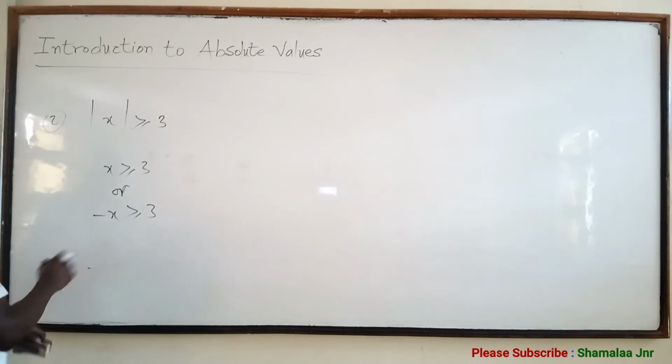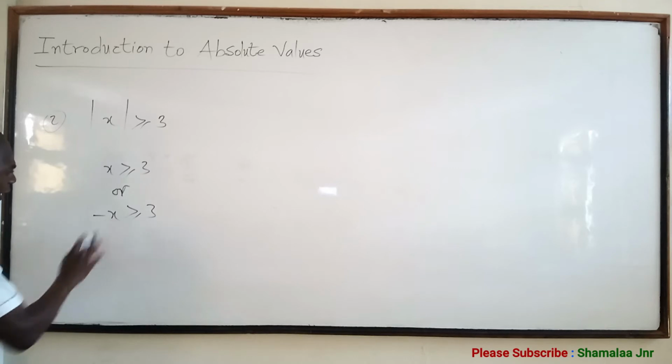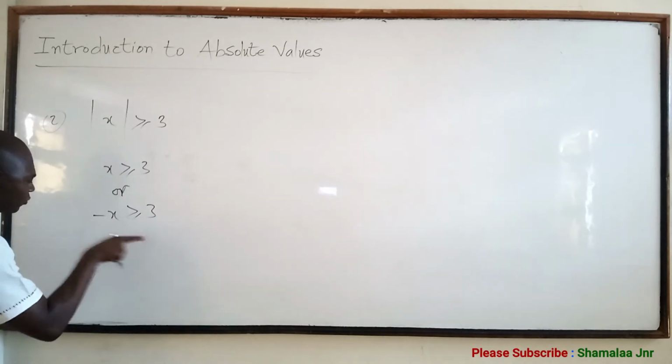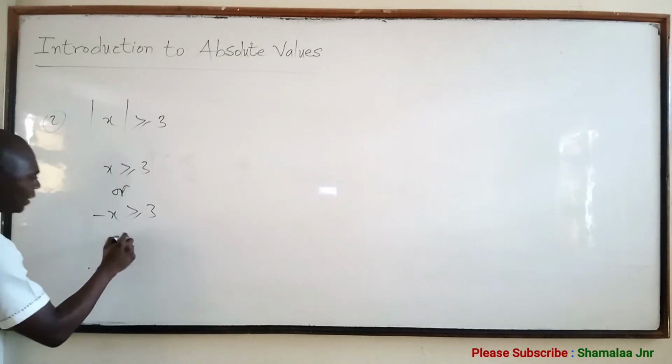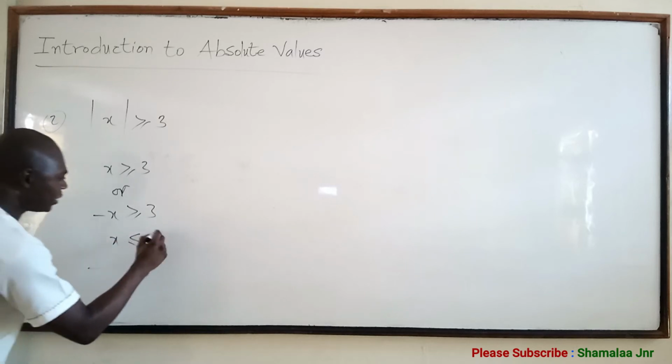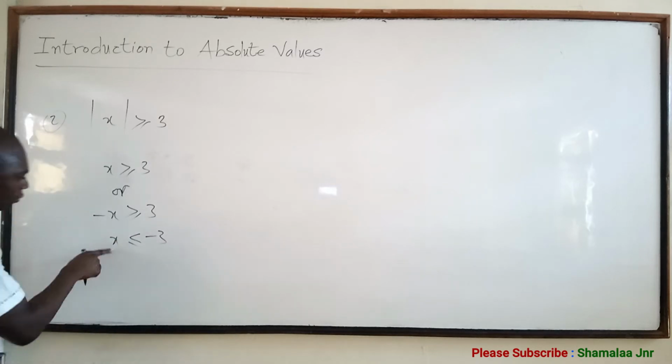Isn't it? So we have something like this. Now let's look at what we can do here. If you write 2 by negative 1, this one will be x, and then the sign will change: less than or equal to negative 3. So we have it this way.